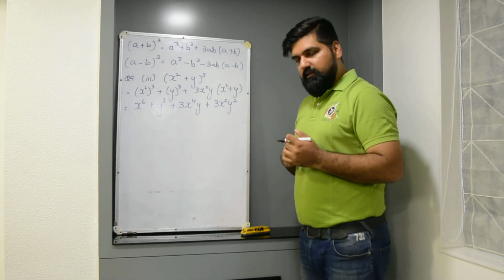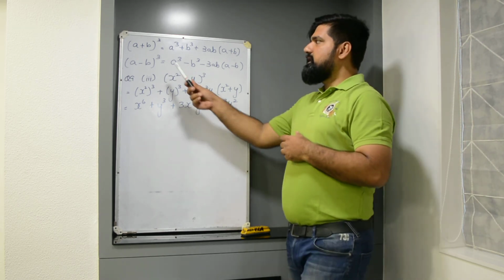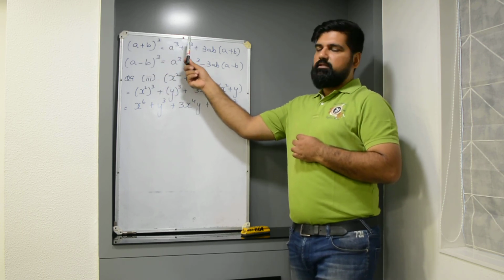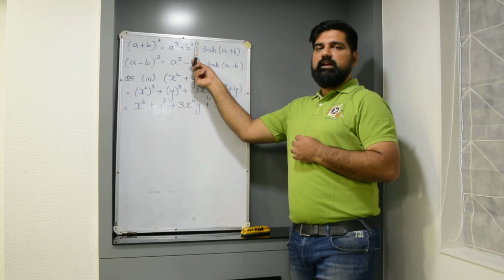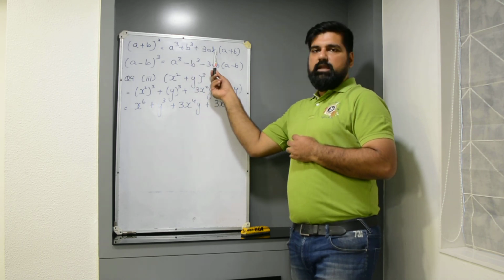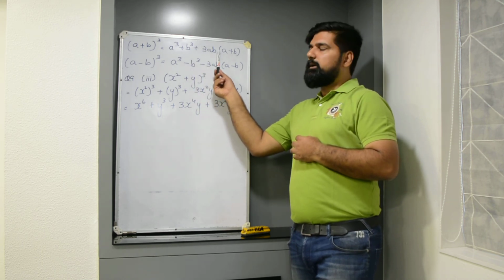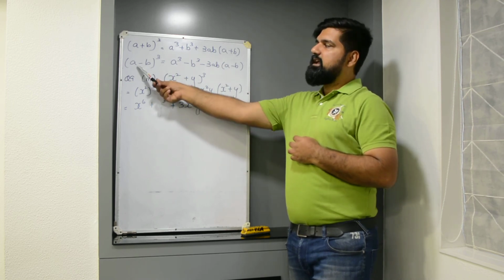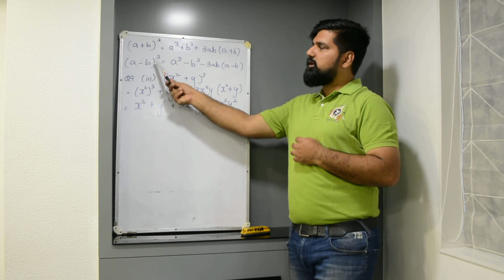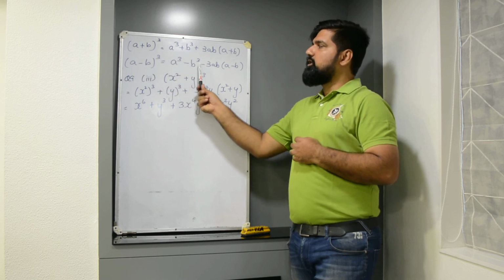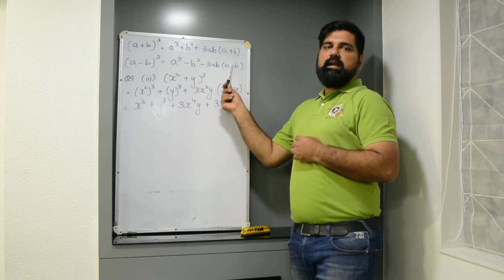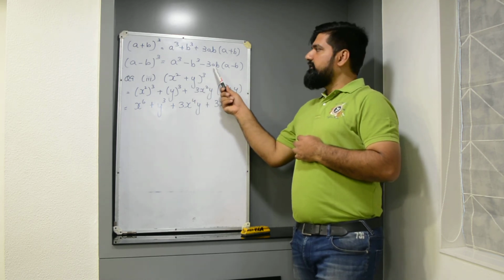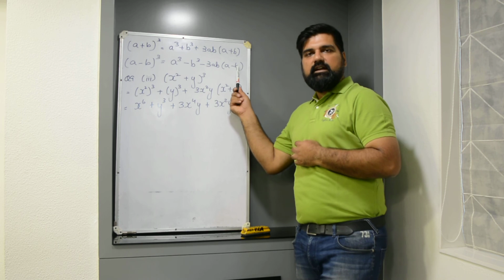That's the final answer. So the identity is (a + b) whole cube is a^3 + b^3, that is cube of first term plus cube of second term, plus 3ab, that is 3 into product of both the terms multiplied by sum of both the terms. And in the same way, if we have negative (a - b) whole cube, it is a^3 - b^3 - 3ab(a - b). All terms inside will be negative. When we open the bracket, the signs here will get changed.